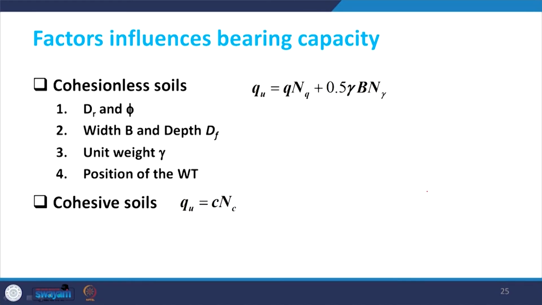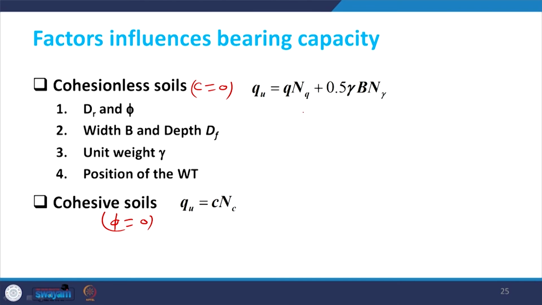Now, summarizing today's lecture, what are the factors influencing bearing capacity of soils? Let us bifurcate the basic equation into two parts. One is called cohesionless soils, another is called cohesive soils. For cohesionless soils, you have an equation with only two terms, because C is 0. So, C equals 0 in this case, and for cohesive soils phi equals 0.